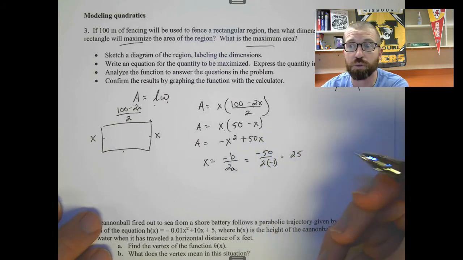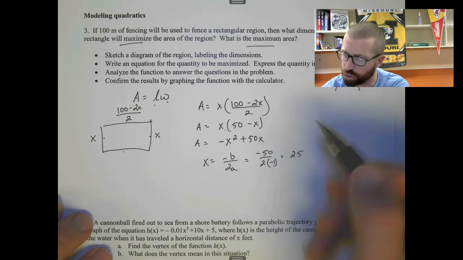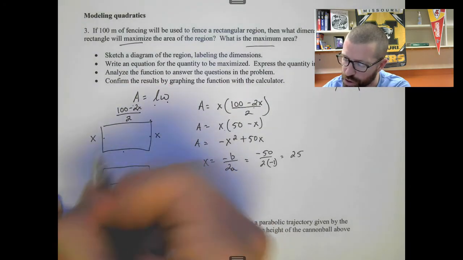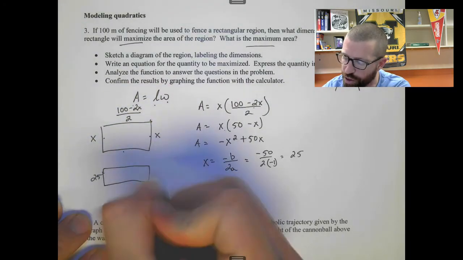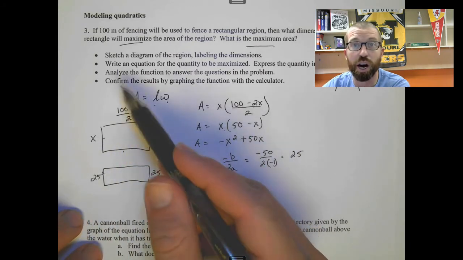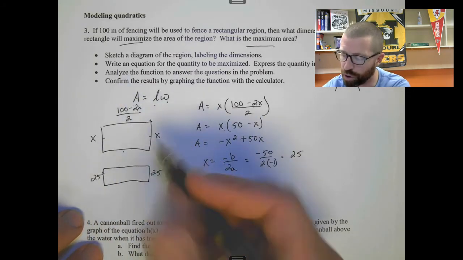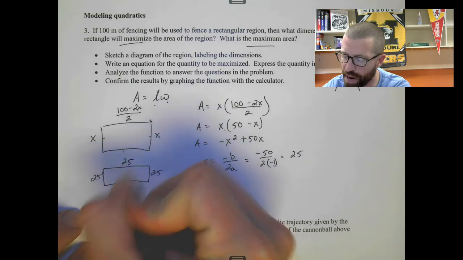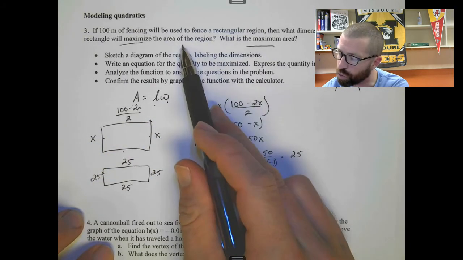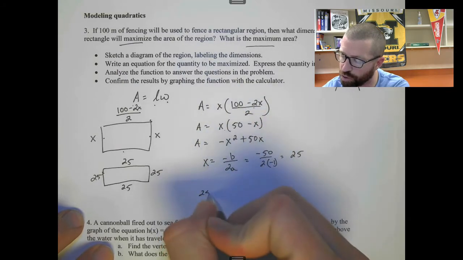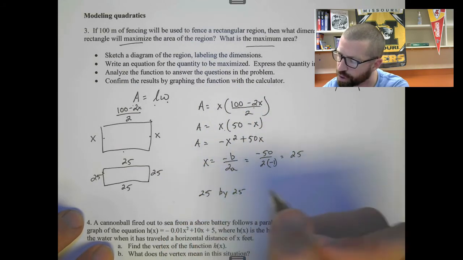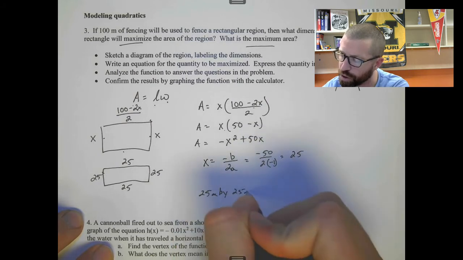Okay, so what does that mean for my rectangle? Well, that means this would be 25. Let's just draw a new rectangle. So this is 25, and this is 25. And you might be able to just do this in your head because we only have 100 meters, so that's a pretty round number. We only have 50 left, so it turns out my maximum area is a square. So the dimensions would be 25 by 25, and those are both meters.